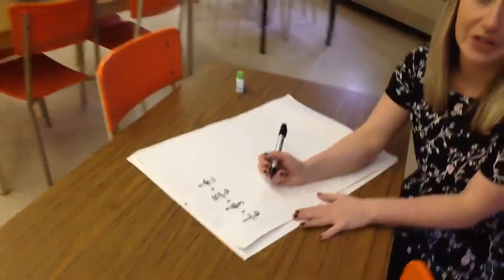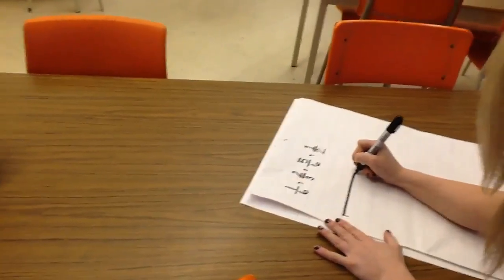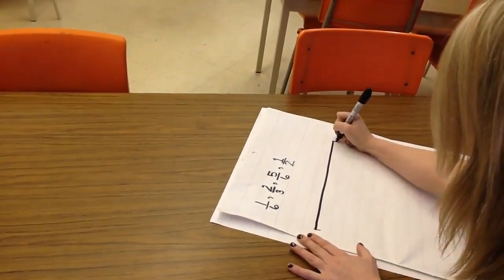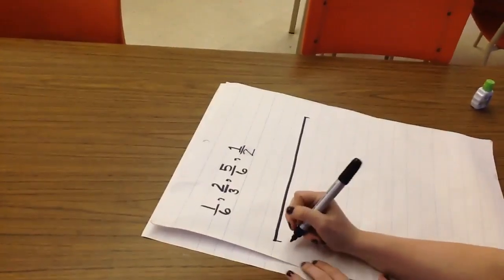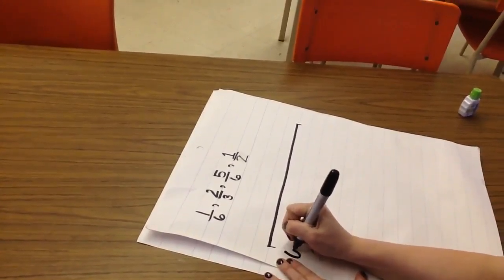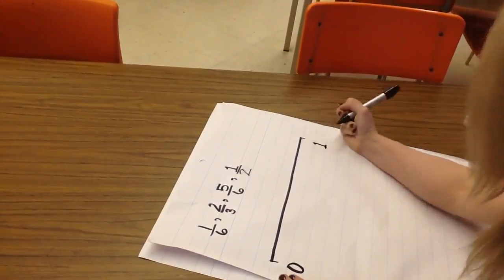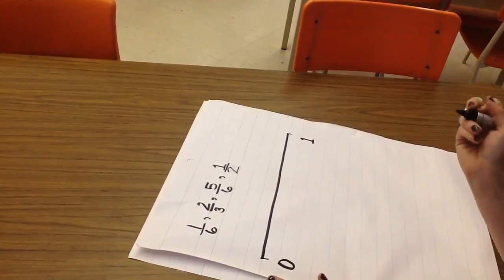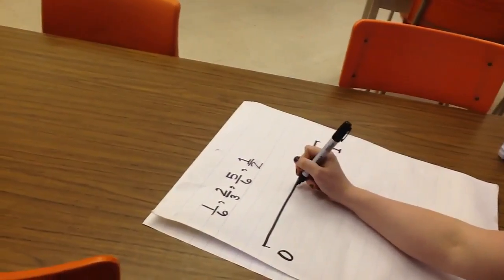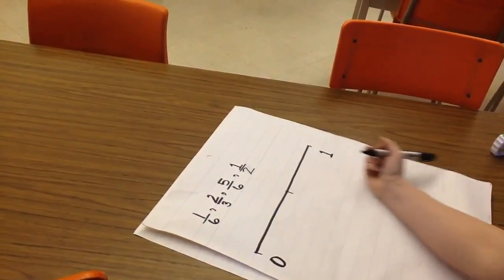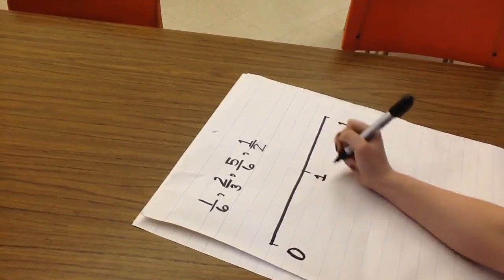So the first thing I'm going to do is draw my number line. And right away I'm going to place my benchmarks. I know that I start with 0 and I end with 1 because all fractions are in between 0 and 1. Right away I know that I can place my half on my number line because that's another benchmark. So right in the middle I'm going to place 1/2.